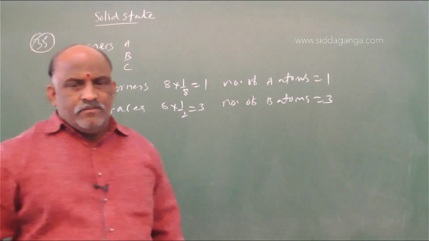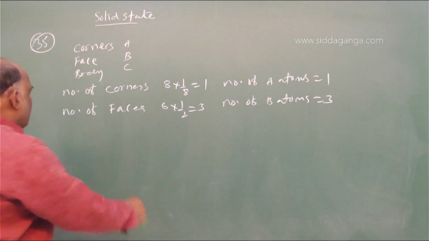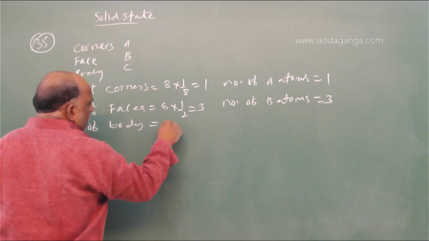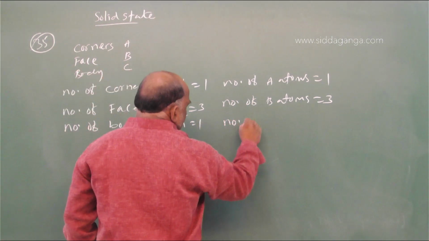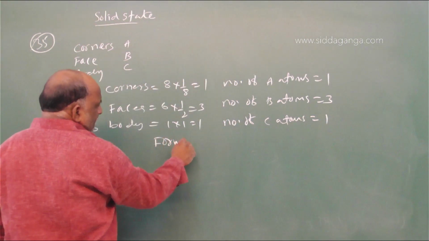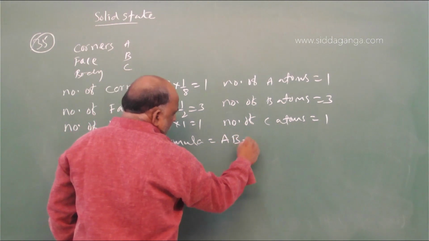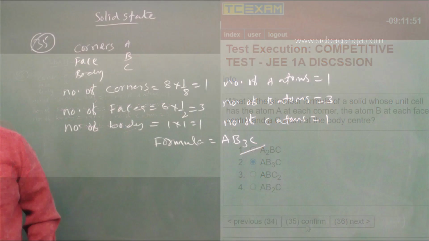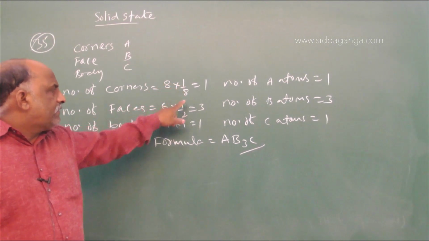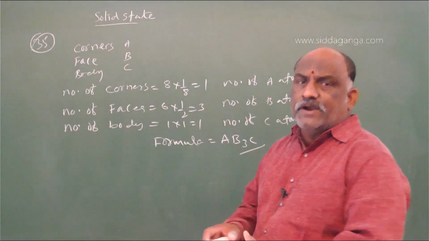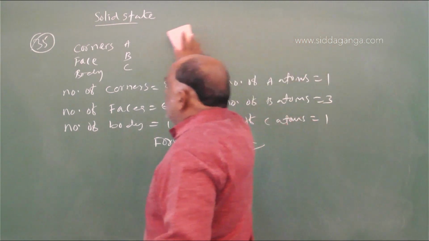A atom at corner, B atom at face, C atom at body. Number of body centers is 1 only, so the number of C atoms is 1. So what is the formula? Simple: AB3C. AB3C is the right answer for 35, because 8 into 1 by 8 corners, 6 into 1 by 2 faces, 1 body center. This is a basic fundamental numerical. And next, 36.